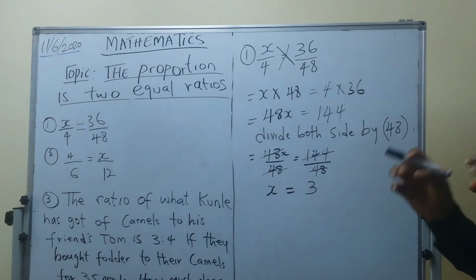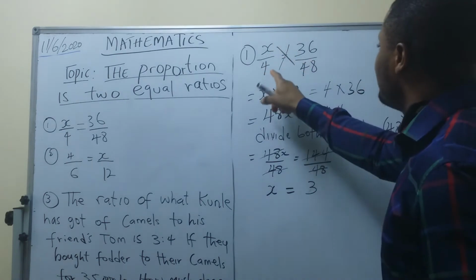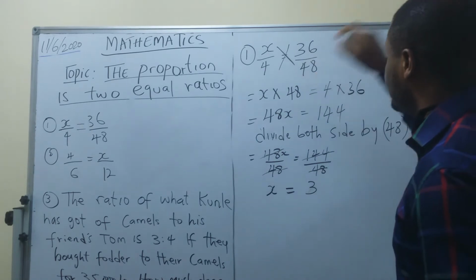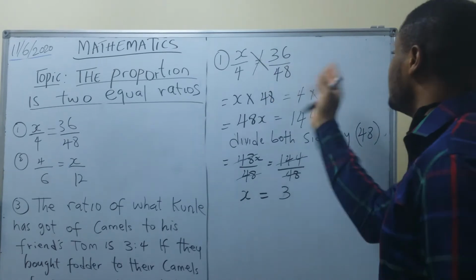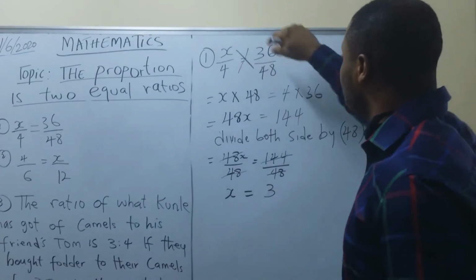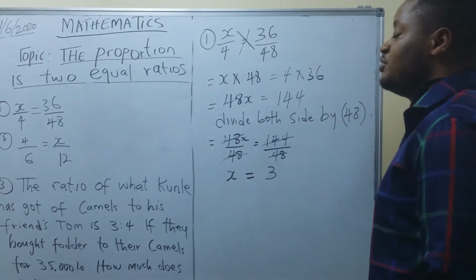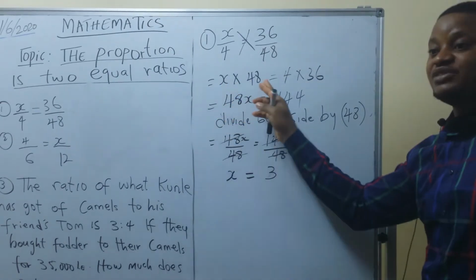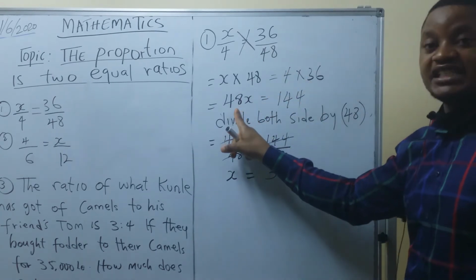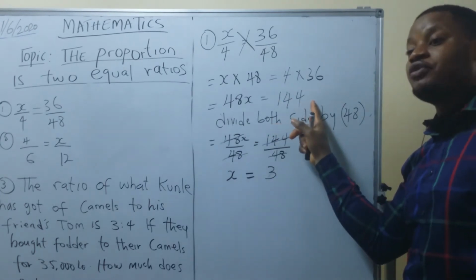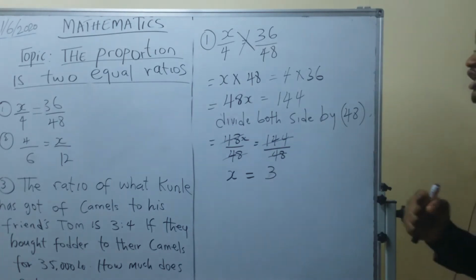Let me repeat again in brief. We have x over 4 and 36 over 48. I said earlier that you are going to cross multiply, that is, multiply the above number with the lower one on the other side of the fraction. That is why we have x times 48 is equal to 4 times 36, so we have 48x here and 144 here. So I proceed by saying divide both sides by 48.